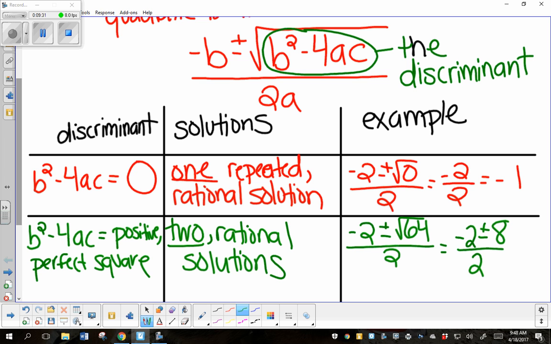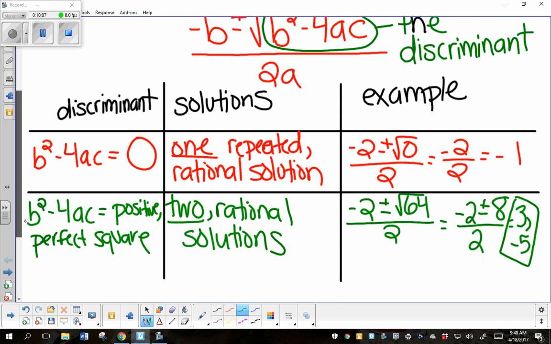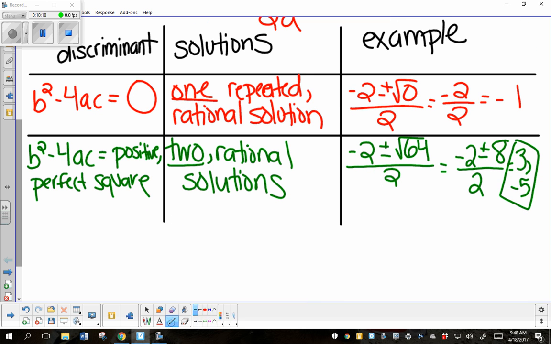So we've got to do -2 plus 8. What's that? 6 over 2, which is 3. And we've got to do -2 minus 8. What's that? -10 over 2, which is -5. Good. So 3 and -5 would be my two rational solutions. Getting all this down? That is half of our chart. We've got two more rows left.